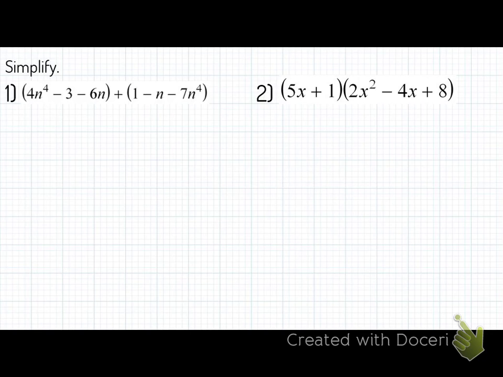So when I simplify by adding, I want to combine like terms. So I want to read the whole problem and see what I'm dealing with. So I have 4n to the 4th minus 3 minus 6n. And we're adding 1 minus n minus 7n to the 4th. So I'm dealing with a polynomial here.